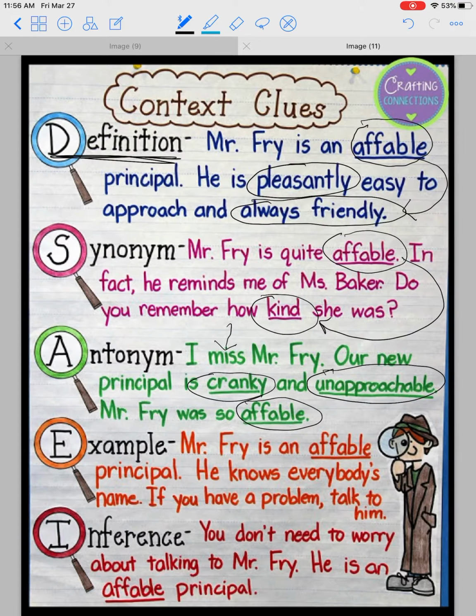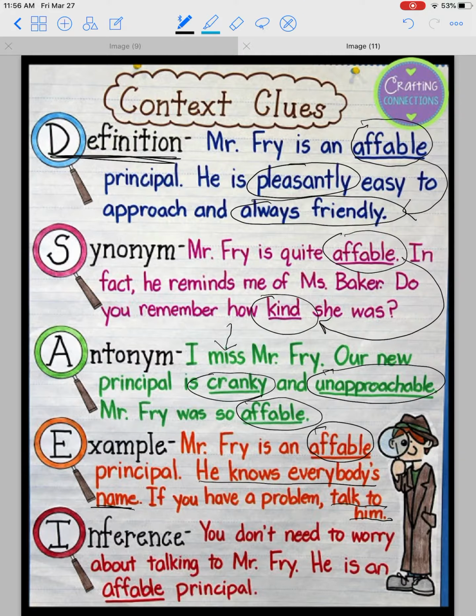So again, Mr. Fry is an affable principal. He knows everybody's name. Ooh, there's a good example of something that he does that shows his character. If you have a problem, talk to him. So because I know that he makes an effort to know everybody's name and he's very approachable, or I can talk to him, that helps me know that he is very kind and very friendly.